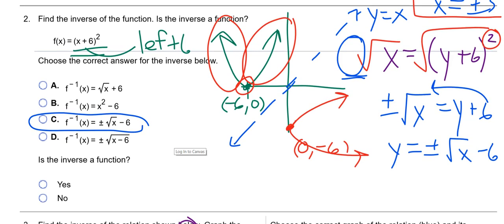Is the red one a function, yes or no? That's a definite no, right? Fails the vertical line test.